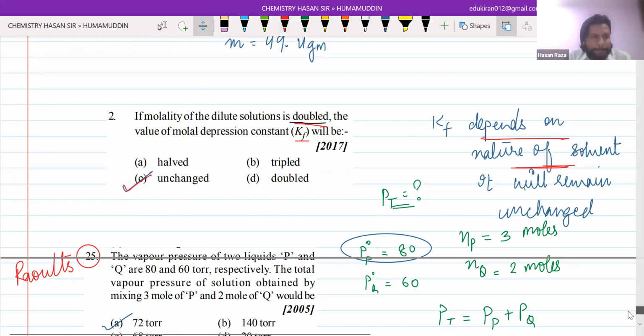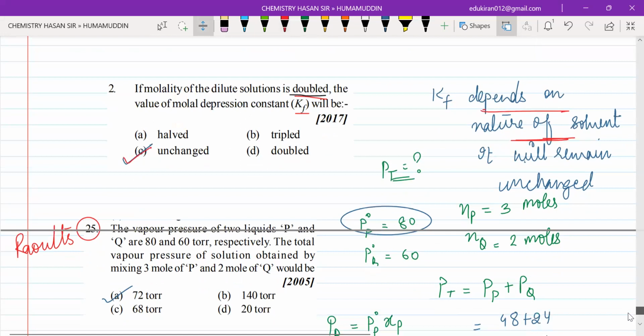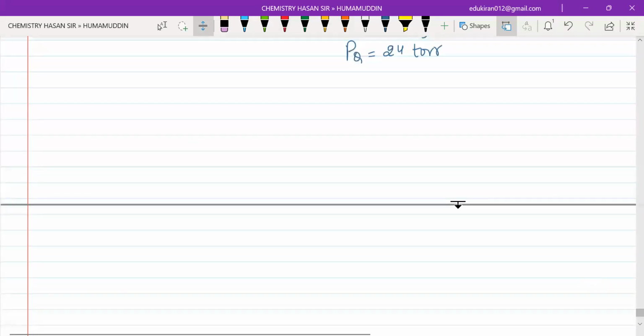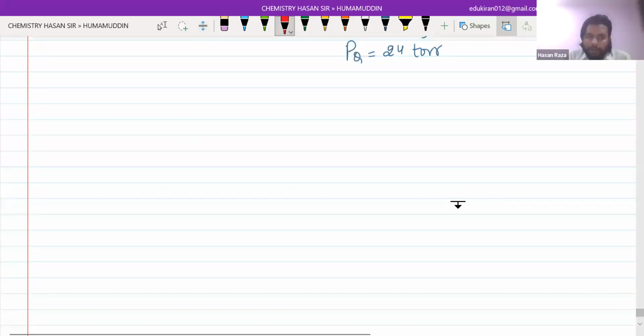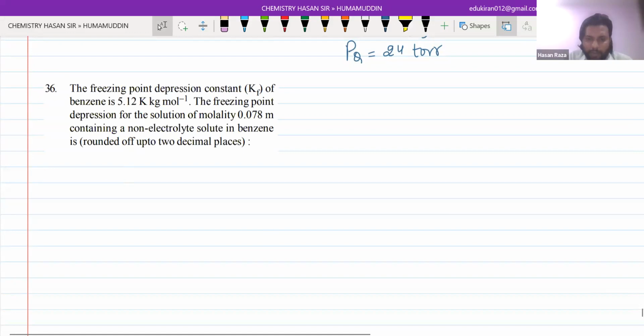Can I change the slide? Yes, sir. Okay. Now I'm going to give you a question on this, and then we will move to the next colligative property. And the question is this. I'm going to give you the options as well. Just wait a minute. You can read the question and start solving it.